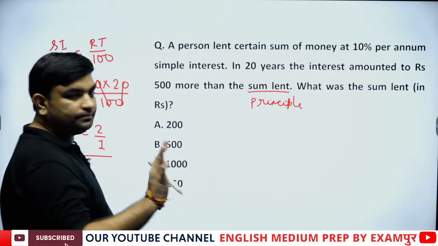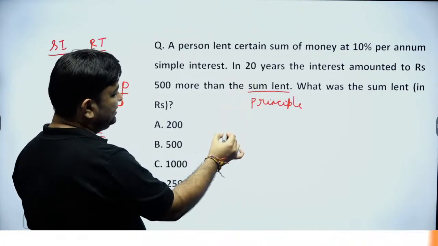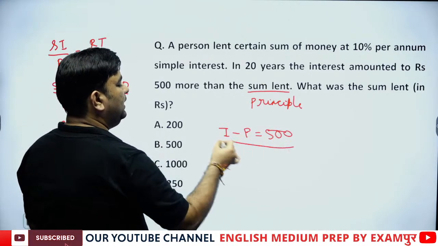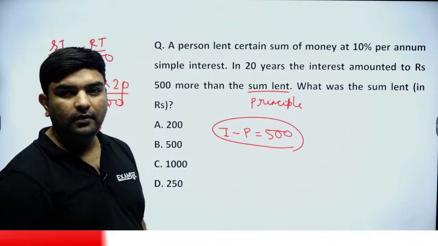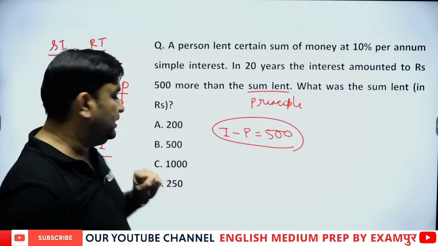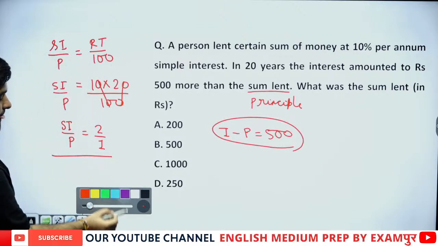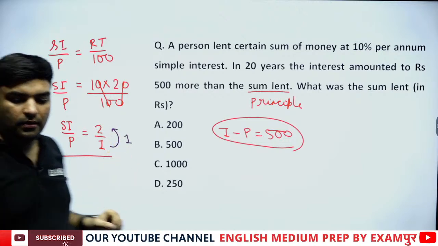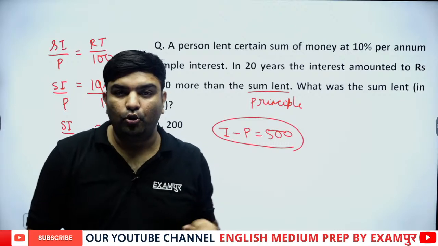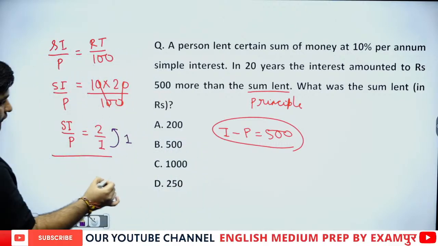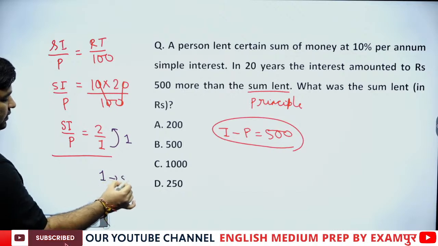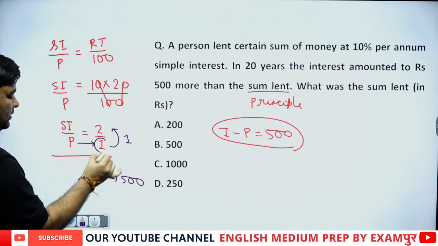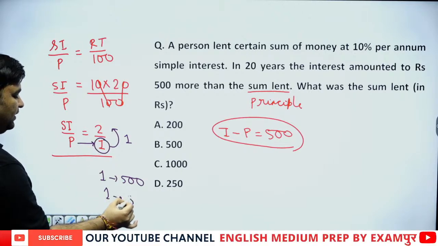Now look, what is the information given? That interest is 500 more than principal. According to the ratio, interest is 1 more. So 1 is given as 500. What is the sum lent? The principal is also 1. So 1 is again 500, is the answer.